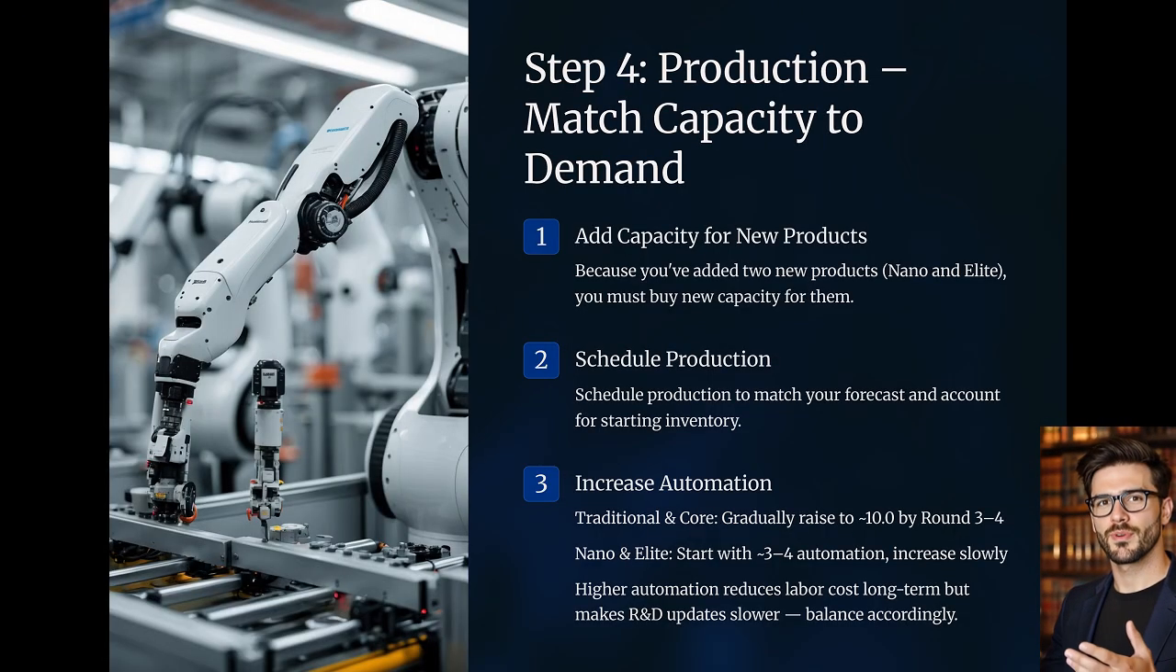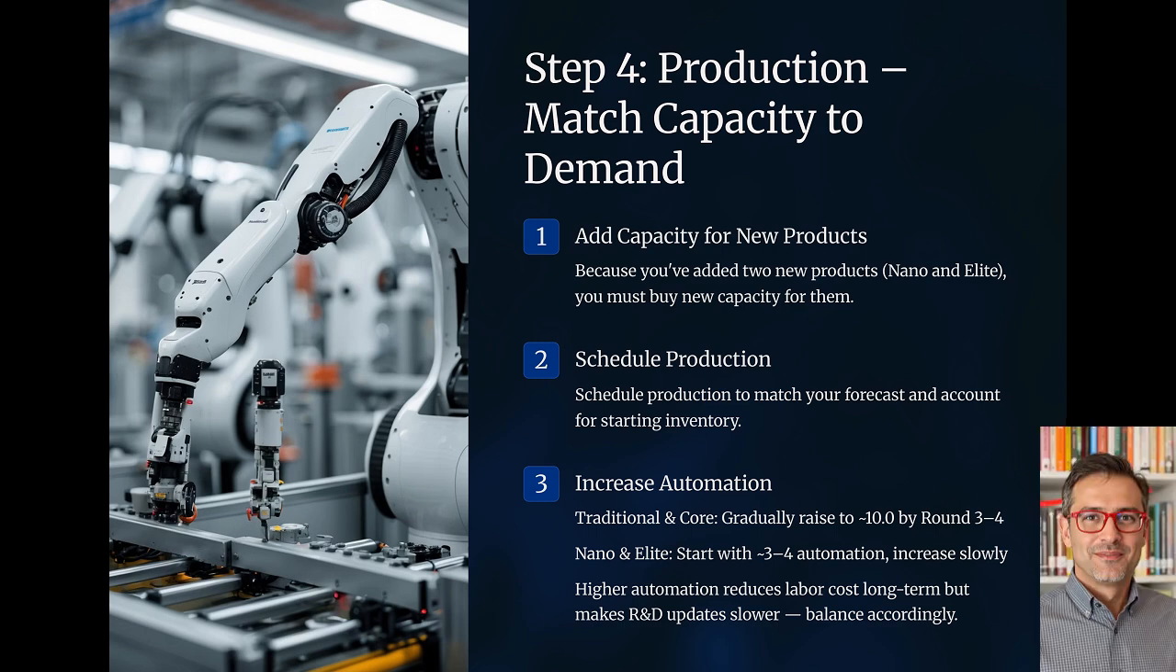Step 4. Production. Match capacity to demand. Now let's move to production decisions. Because you've added 2 new products, Nano and Elite, you must buy new capacity for them. Schedule production to match your forecast. Account for starting inventory. Also, remember to increase automation levels. Traditional and core, gradually raise to 10.0 by round 3 to 4. Nano and elite, start with 3-4 automation. Increase slowly. Higher automation reduces labor cost long term but makes R&D updates slower. Balance accordingly.